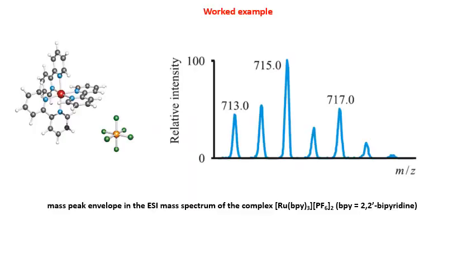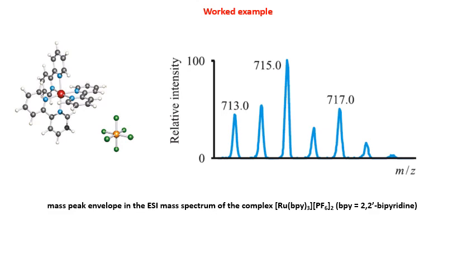Let's analyze this complex, ruthenium bipyridyl PF6 complex, ruthenium tris bipyridyl ligand. BPY is the 2,2'-bipyridine ligand. The complex is Ru(BPY)3 (PF6)2, and the ESI-MS mass spectrum of this complex is shown over here. The Y-axis is the relative intensity, and the x-axis is the m/z value.